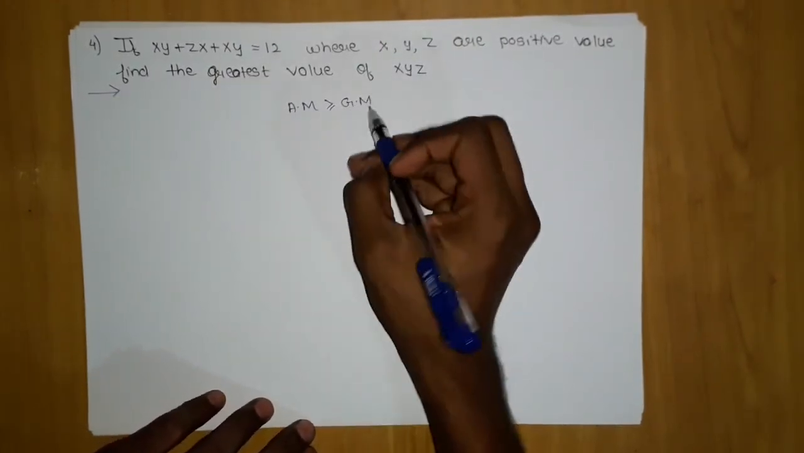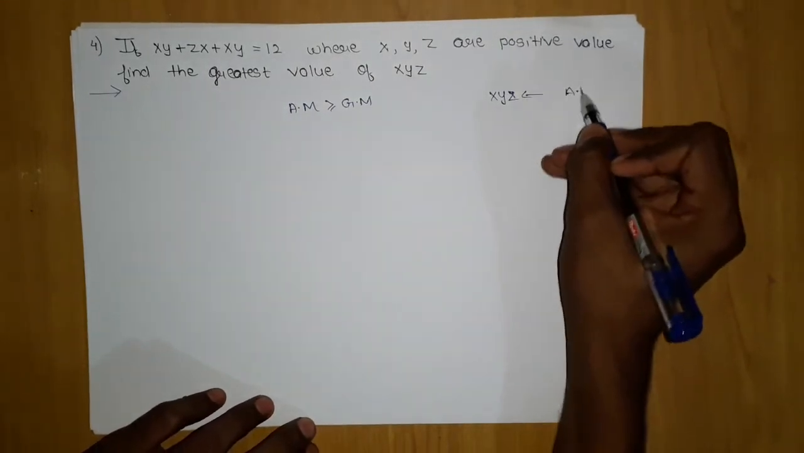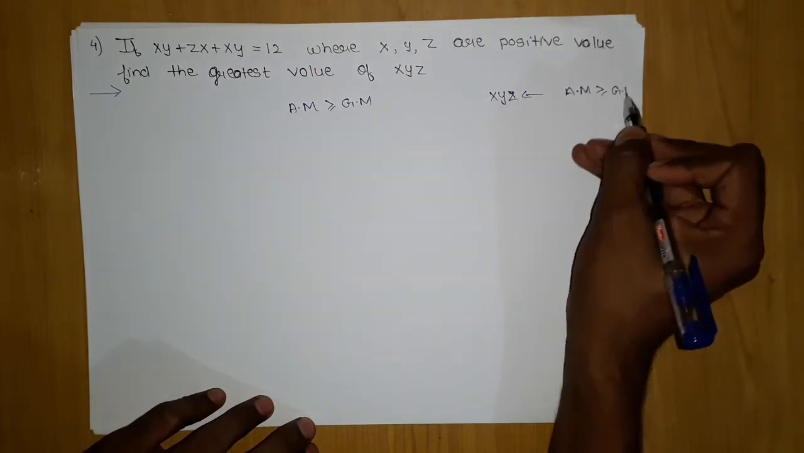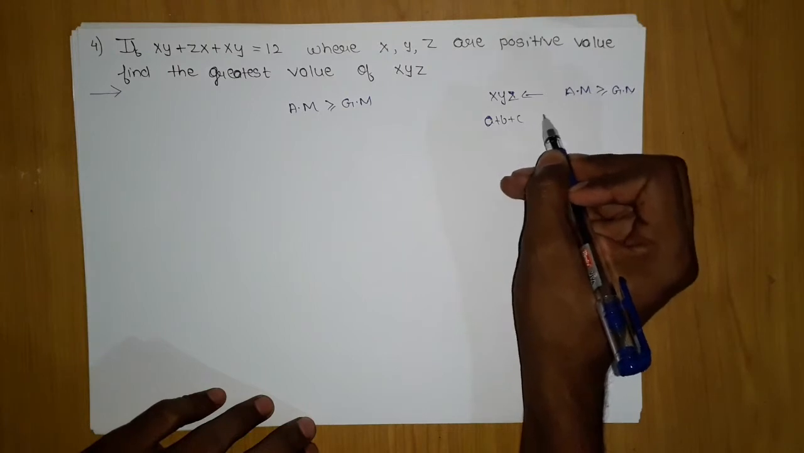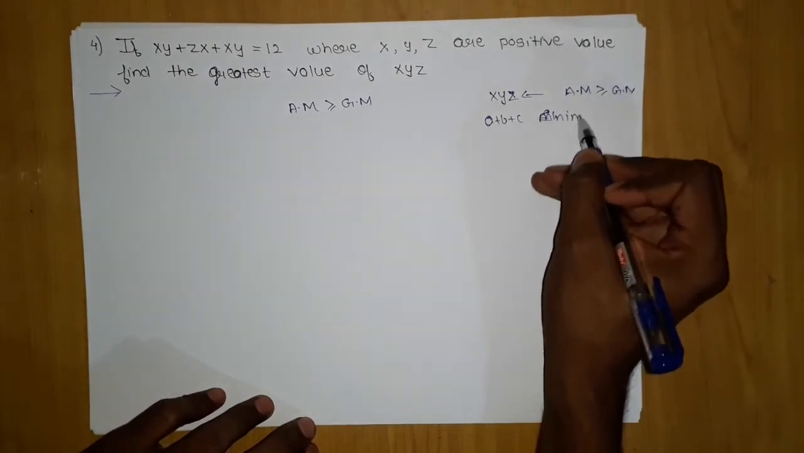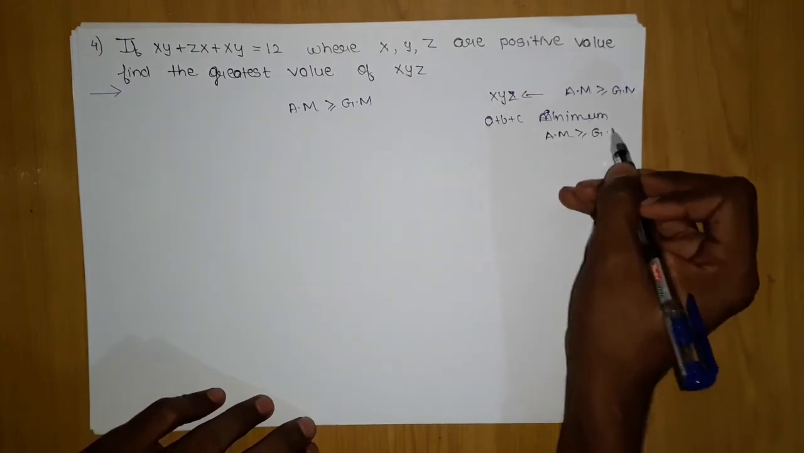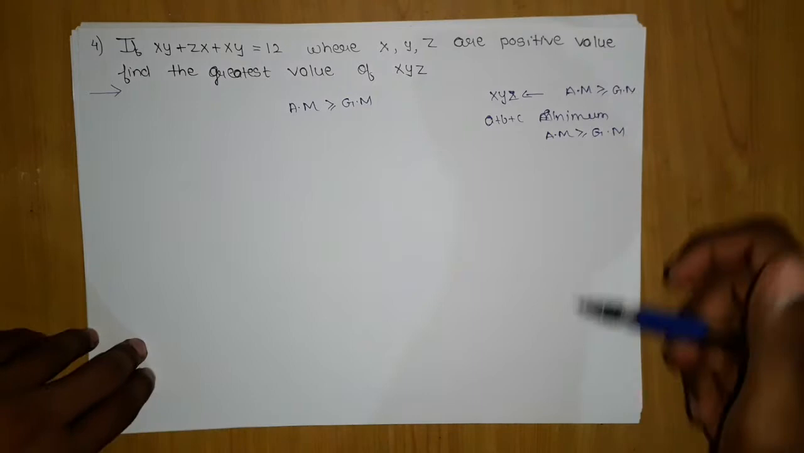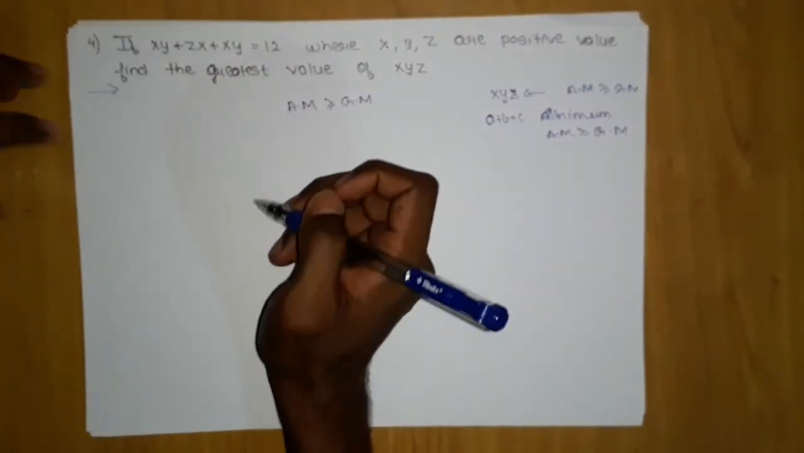When they ask the maximum value of any product, xyz, apply AM greater than or equal to GM. And when they ask for a sum, a plus b plus c, the minimum value, try AM greater than or equal to GM. That is the biggest hint. So here they are asking the greatest value, so we will apply it, considering these terms only.